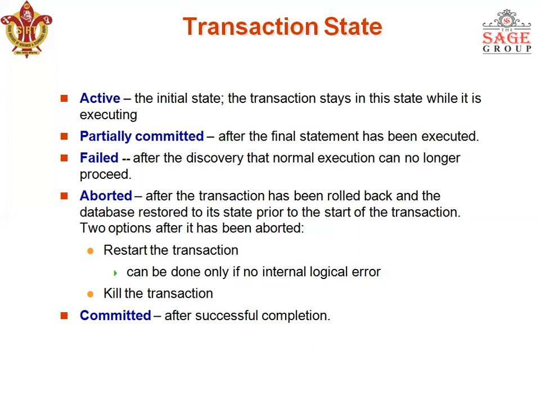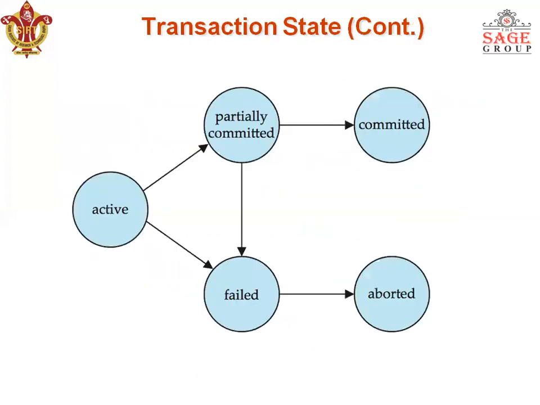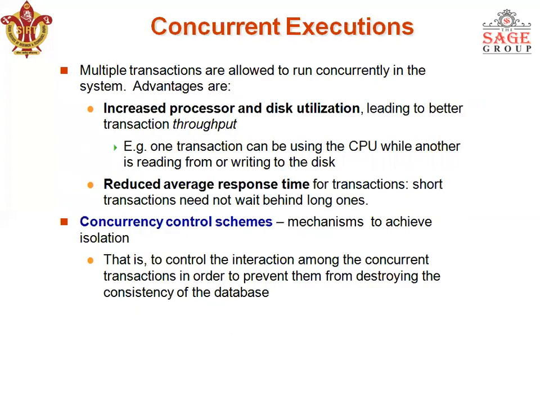If we talk about the aborted stage, a transaction enters this stage after the transaction has been rolled back. And whenever we have a successful transaction, it is known as the committed stage. This diagram we have already discussed.